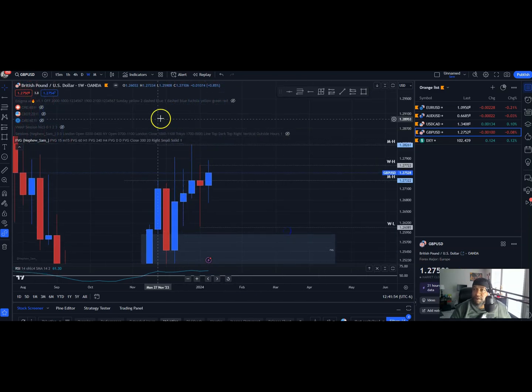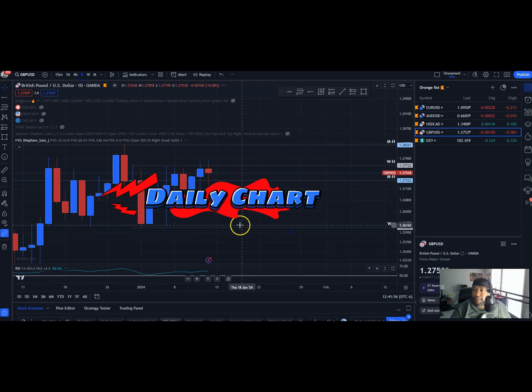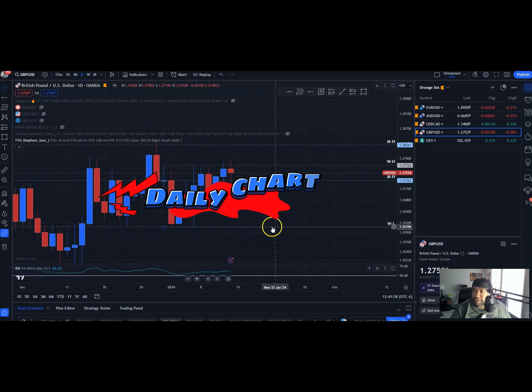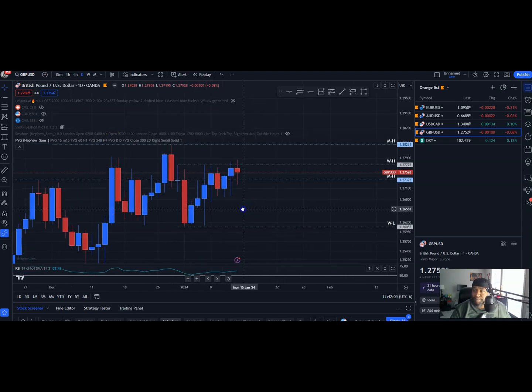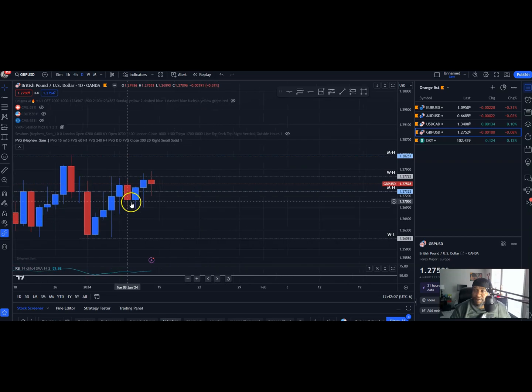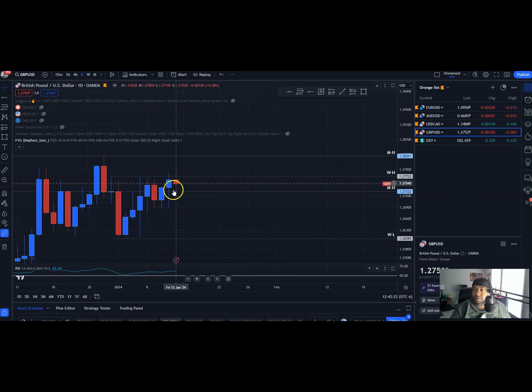From there, I'll start looking at the daily chart. As we look at the daily chart here, what I'm looking at is this previous day, last Friday. This was last Thursday. You had Friday's price peak just above it, and then start to break down.